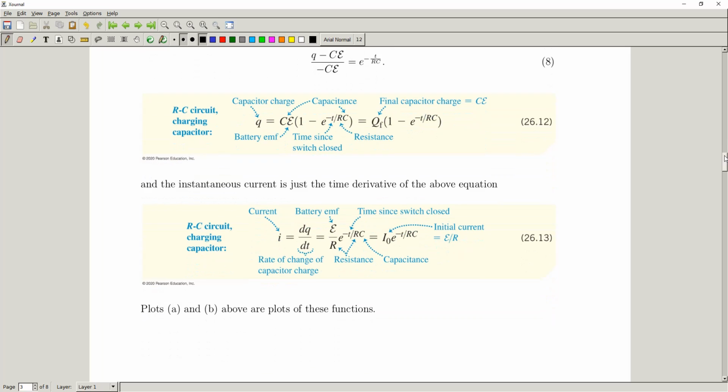Well, we simply take this charge as a function of time, and we talked about how the current as a function of time is just going to be the time rate of change of our charge as a function of time, and so we have that here. It's just dq by dt.